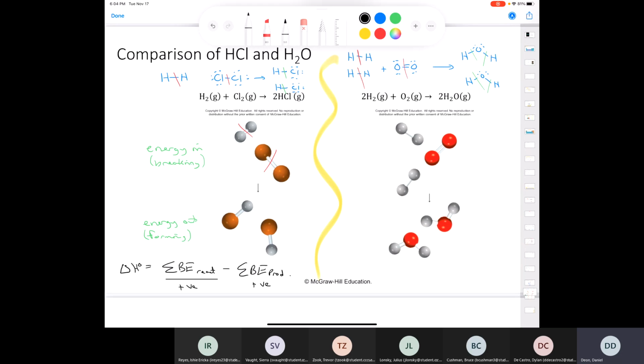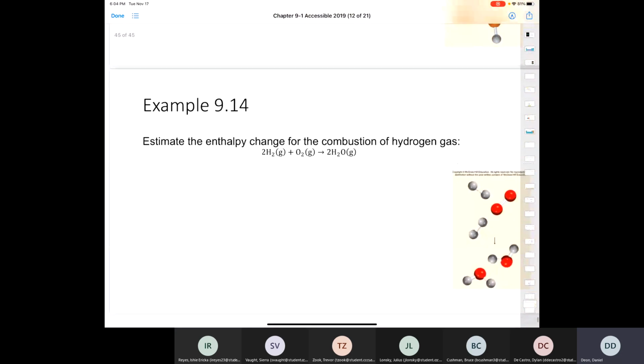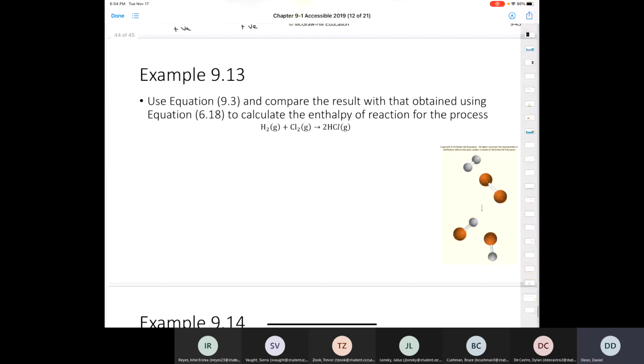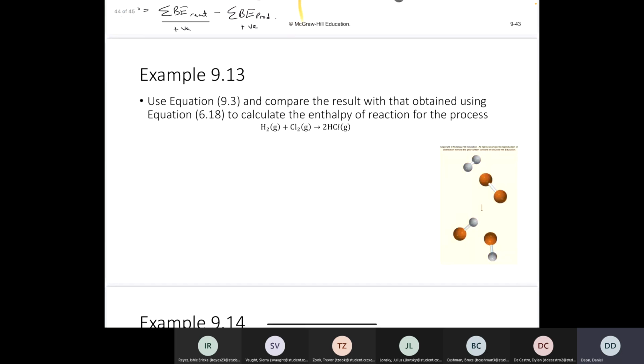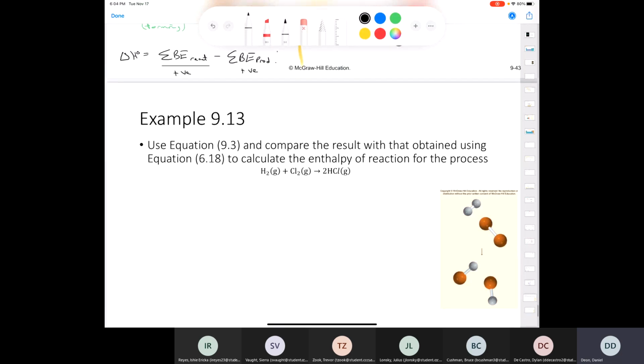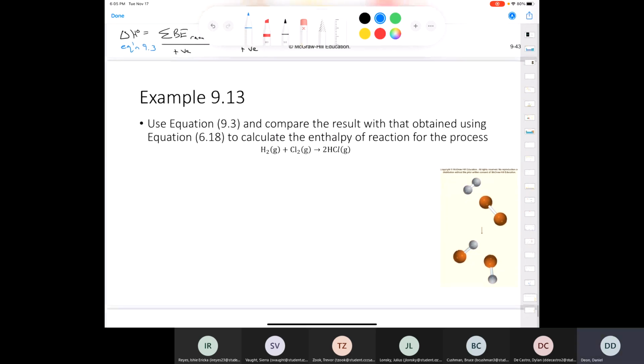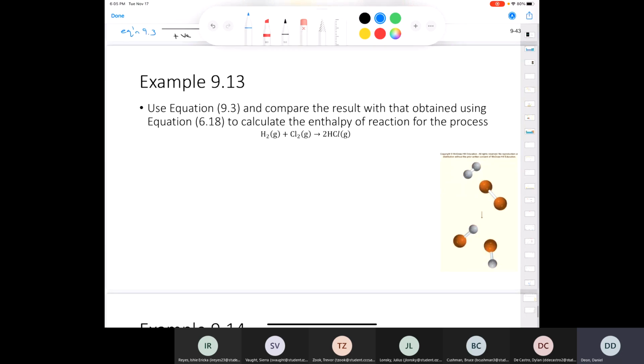All right, so the last two things that we have to look over in this chapter are two practice problems. Problem 9.13 is equation 9.3. So equation 9.3 is this guy right here. And then it says use that equation. And of course, you'd have to use the table of bond enthalpies. Compare the result that you get with equation 6.18 and calculate the enthalpy of reaction for the process shown here.